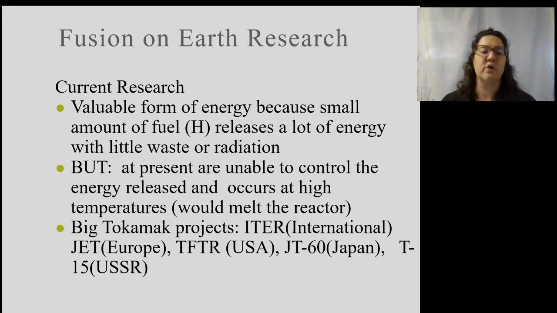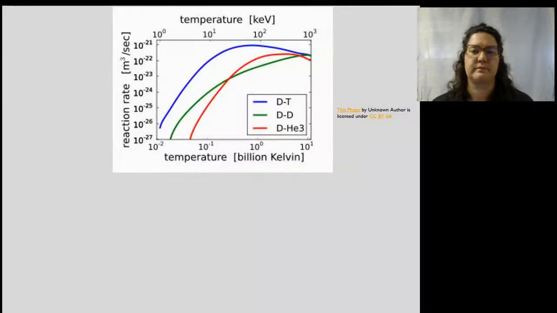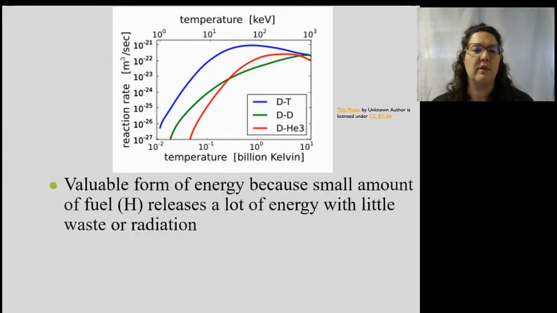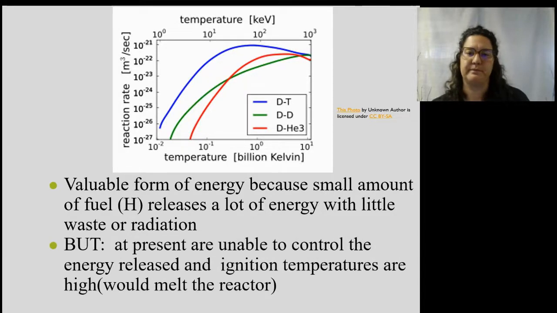So there's tokamak projects, an international one, a European one, an American one, and a Japanese one, and one in the former USSR. So when we look at the temperatures, we see that they are in the billions of Kelvin. So they're incredibly large. So these valuable forms of energy, again, are produced with little waste or radiation.